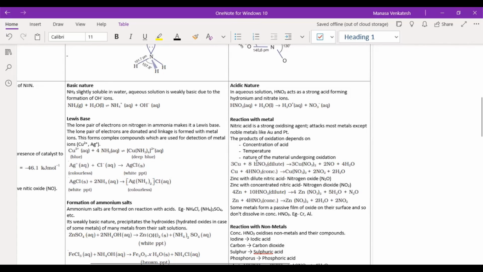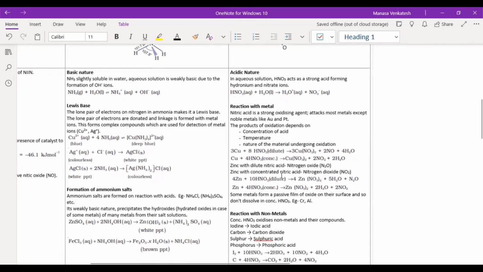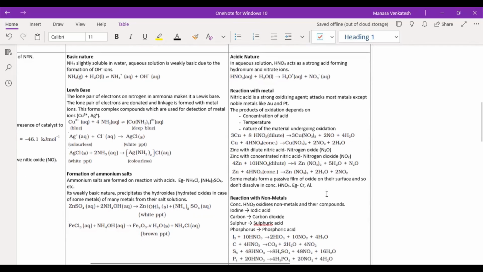So in case of copper, if it reacts under a dilute condition, you have the formation of nitric oxide. If you see, the main product with copper is the same in both cases, but the byproducts are different. So here you have nitric oxide, here you have nitrogen dioxide. Again, with zinc, in dilute nitric acid, you get nitrous oxide, that is N2O. And in case of concentrated nitric acid, you get NO2, that is nitrogen dioxide. So remember the conditions: based on the conditions of the acid, you have variation in terms of what byproducts are formed. And obviously based on the material, you have the byproducts also varying.